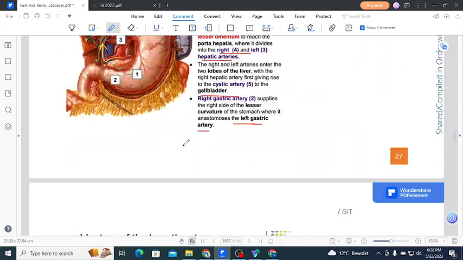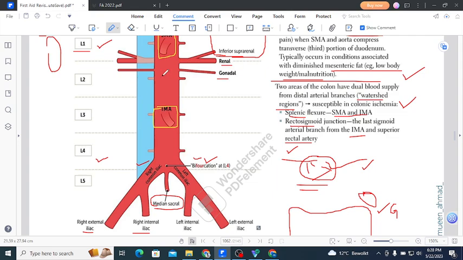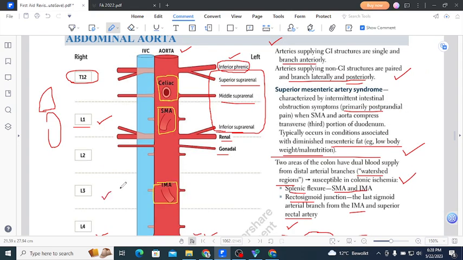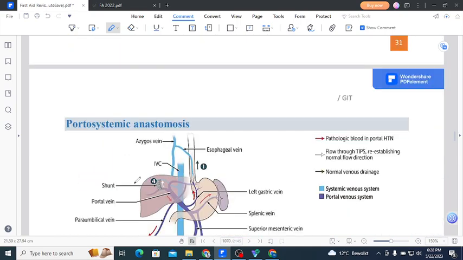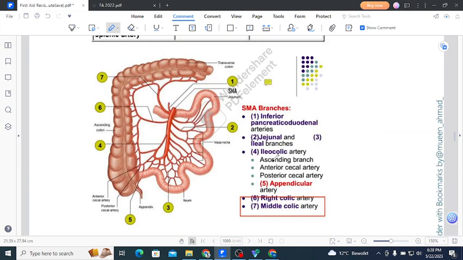The superior mesenteric artery originates at the level of L1, yes, and then the inferior mesenteric artery originates at the level of L3. So the superior mesenteric artery, as depicted over here, gives rise to the inferior pancreaticoduodenal arteries, which supply the head of the pancreas. Then the jejunal and ileal branches, like these, all supply the jejunum and ileum. Then we have the ileocolic artery, which has an ascending branch, the anterior cecal artery, the posterior cecal artery, then the appendicular artery, which supplies the appendix.